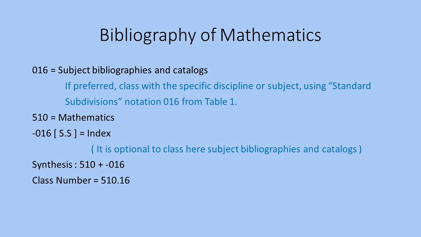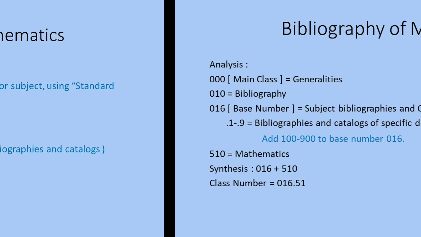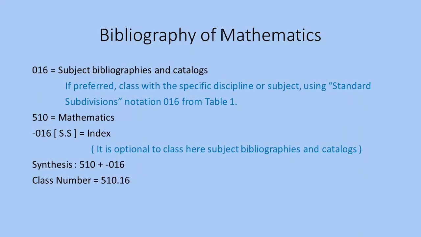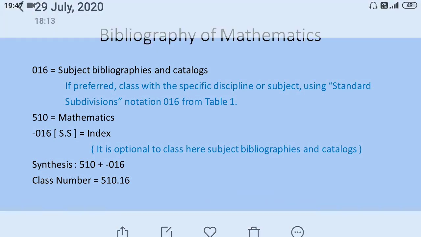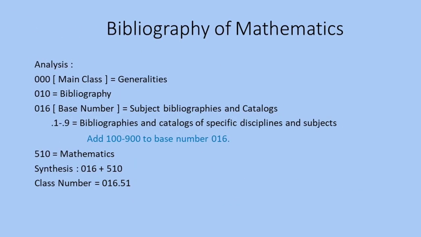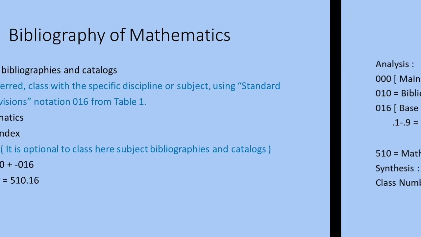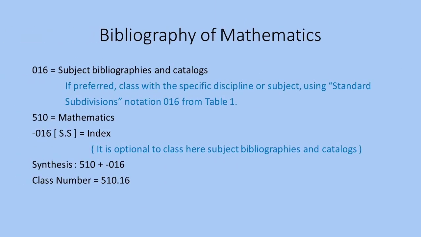So, the main subject will not be bibliography in this case. Directly I have taken the notation 016, that is the subject, bibliography and catalog. In this case I have taken this notation 016 equal to subject, bibliography and catalog.